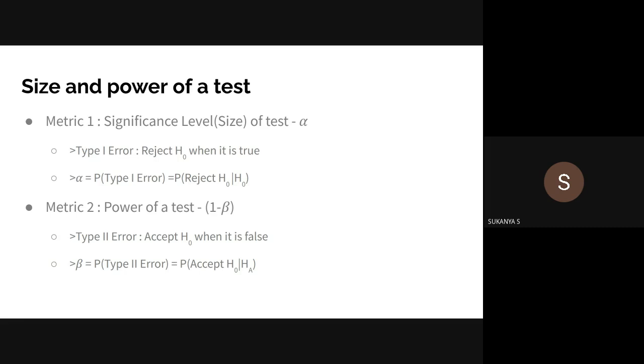So the power of your test, whatever test that you're conducting, is to identify correctly that your null hypothesis is a wrong statement, and henceforth you are rejecting the null hypothesis. That ability of the test is actually what is defined by the power of a test.